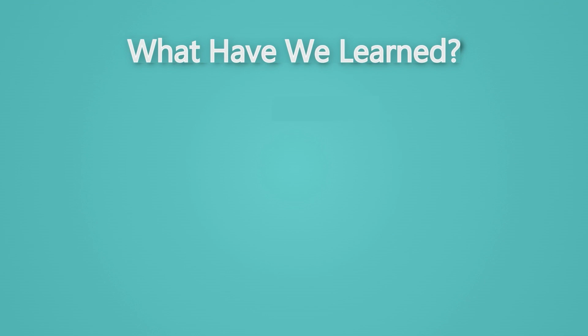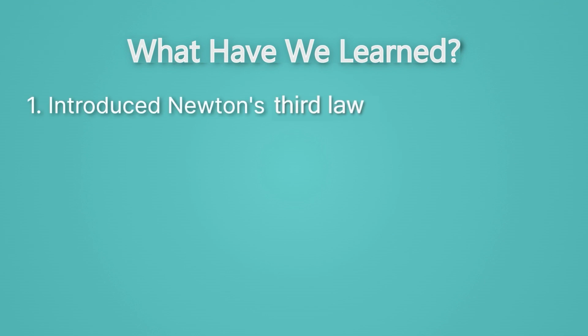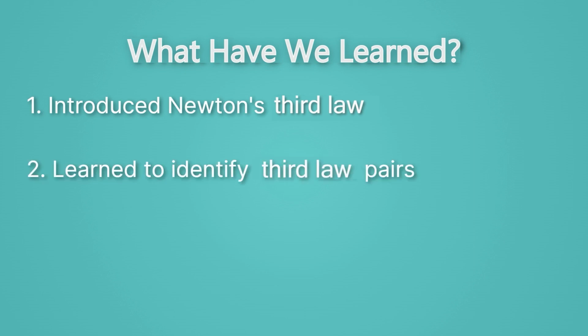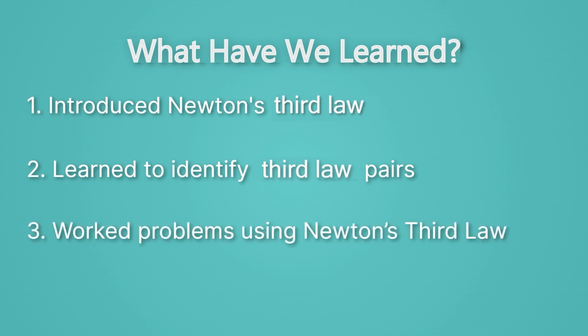Let's review what we've learned. We've introduced Newton's third law, which told us that for every action, there's an equal and opposite reaction. And we've learned to identify these third law pairs in terms of forces that are equal, that is the same magnitude, and opposite. They act on opposite objects and in opposite directions. And lastly, we worked problems using Newton's third law, where we saw that if we knew this third law pair, we could solve for, say, the force of tension when we know the force of gravity.